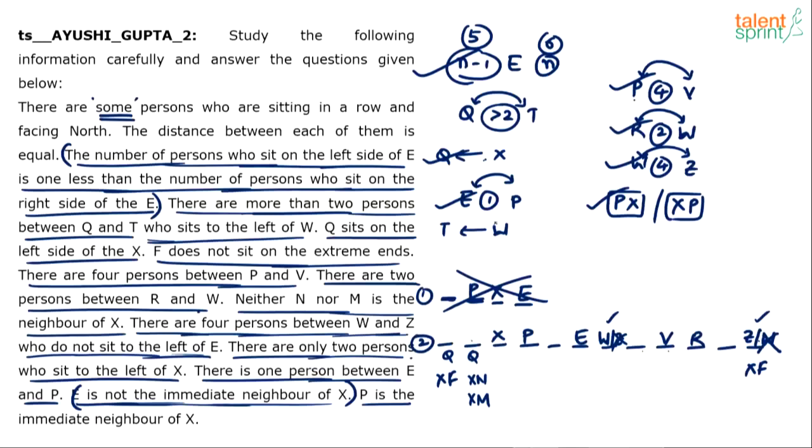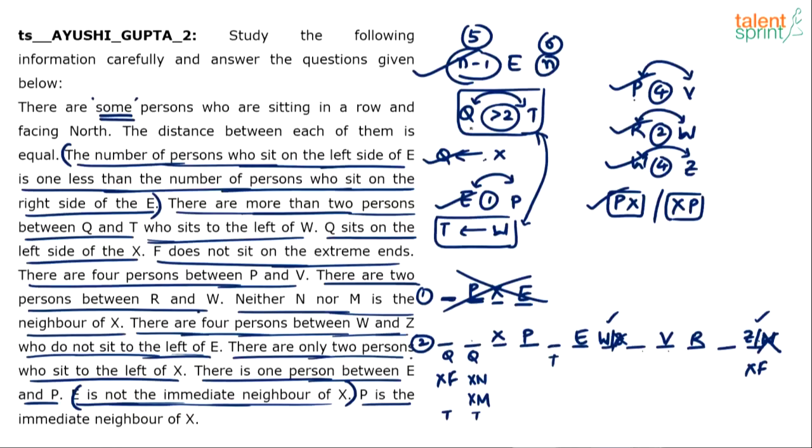So now if you use the combination of these 2 points, we will get the positions of Q and T. See, T has to come here on the left side of W, right? So T can come in this place, or this place, or this place. There are only 3 possible positions for T, right? It has to be on the left side of W. On the left of W, we have only 3 places available.